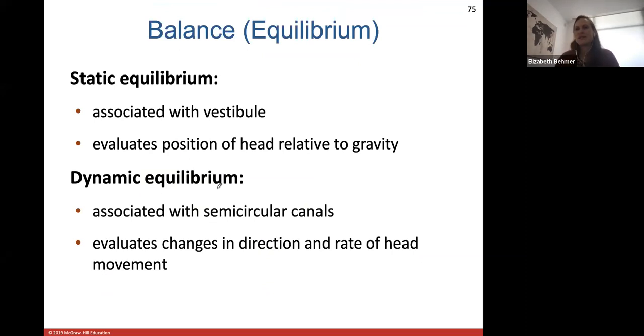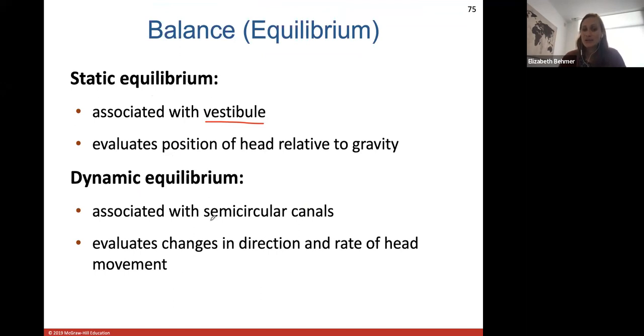The balance process of the ear is also called equilibrium. Static equilibrium is associated with the vestibule, which we'll talk about, and this will help to evaluate the position of your head relative to gravity. So if you look down quickly or look up, or are in an elevator and are moving up and down, your vestibule will help with that static equilibrium.